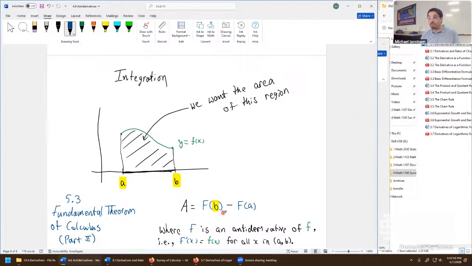Well, any questions or comments at all, folks, about this wild process of integration and the fundamental theorem?